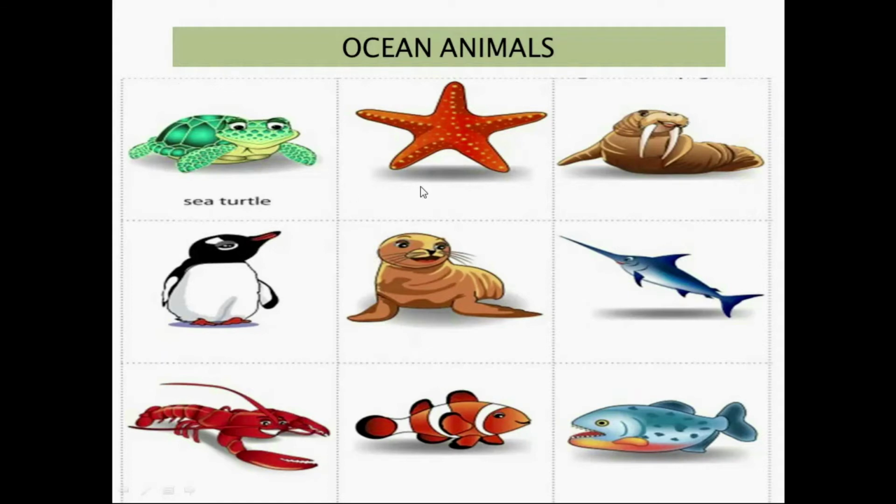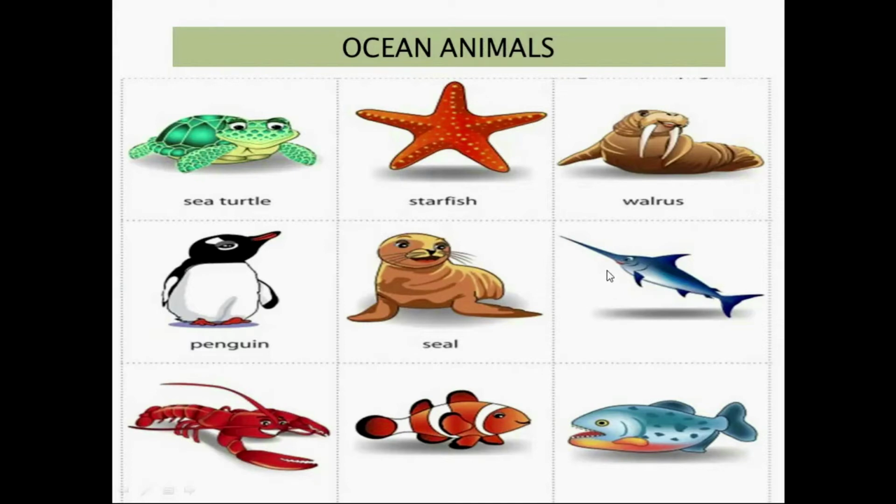If you have guessed it's a sea turtle, then you are right. And what about this star-shaped animal? This star-shaped animal is called starfish. And this animal with the large teeth is called walrus. Then we have a very cute animal over here. What's the name of this animal? Penguin. Yes, right. It's a penguin. Then we have this very smiley animal. What's the name of this smiley animal? Try to guess it. Yes, it's a seal.